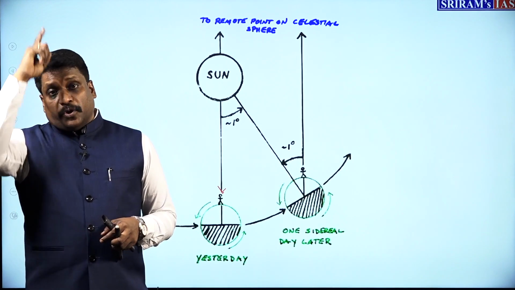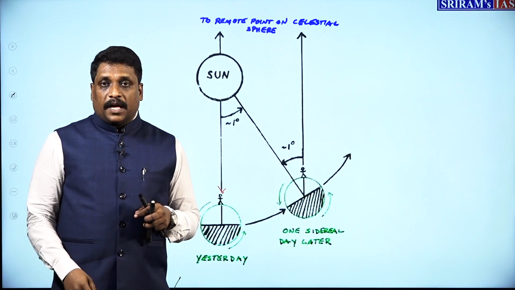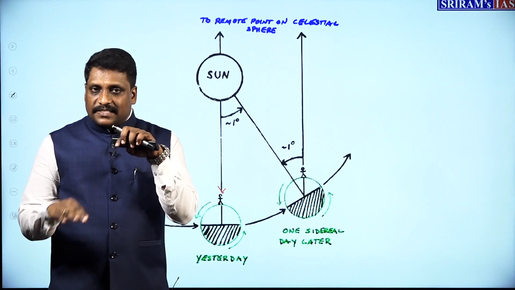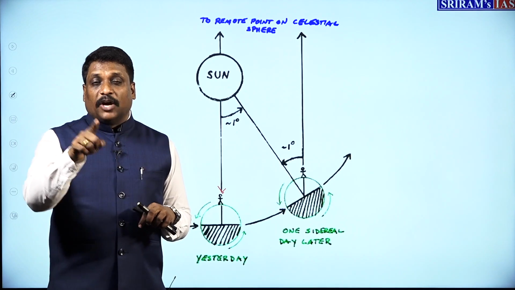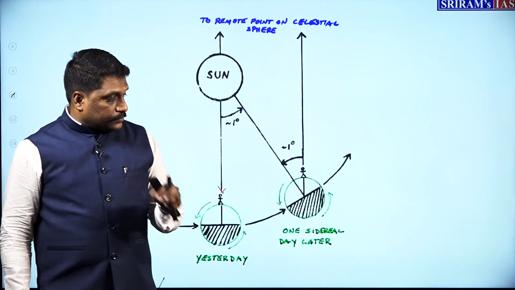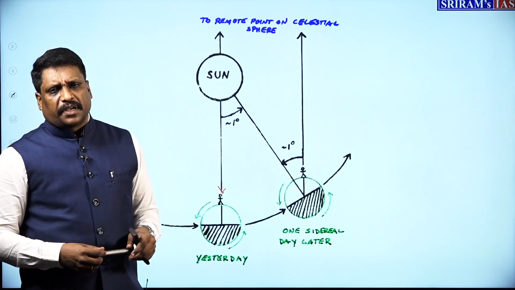Sun placed above your head. Technically, we call them as what? Vertical sun's rays. Vertical sun's rays can happen only between Tropic of Cancer and Capricorn, that too on a specific day of a year. Not every day. Specific day of a year. Only then I'll be having sun's vertical rays. Just for understanding purpose, I am taking it.